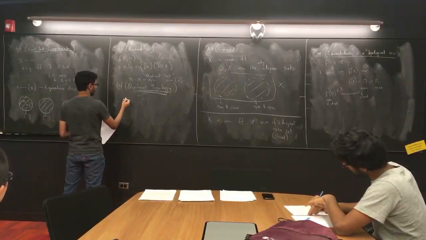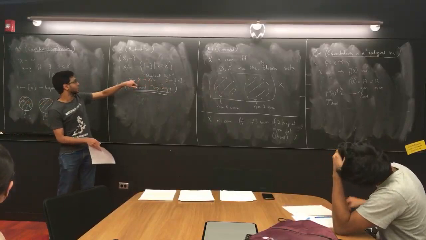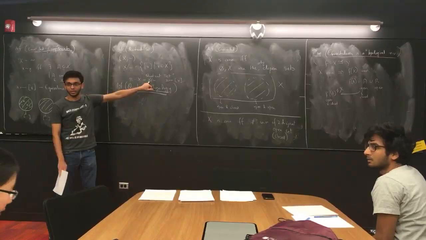What is the canonical map? Oh, it's defined by this. It takes an element in X and outputs the equivalence class of that element. So it's all pointing to that.